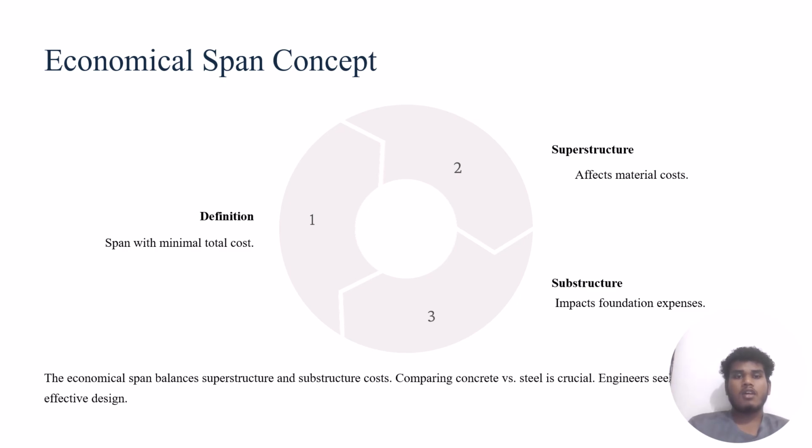Then economical span concept. Economical span means the span with minimum total cost. The superstructure affects material costs, and the substructure impacts foundation expense. The economical span balances superstructure and substructure cost. Comparing concrete versus steel is crucial.